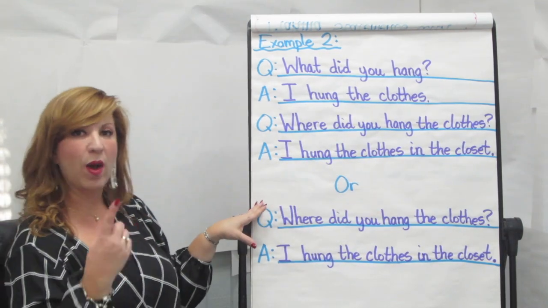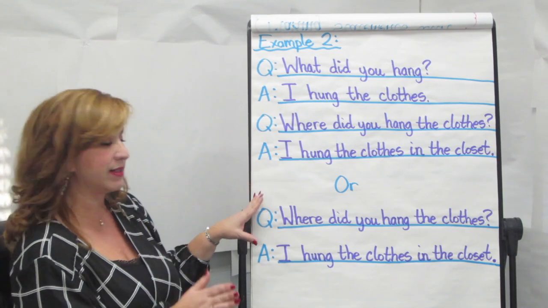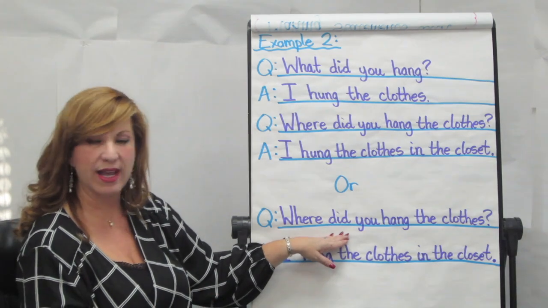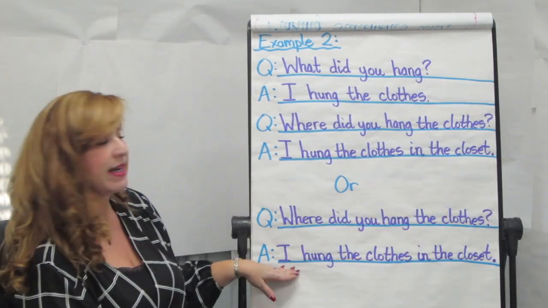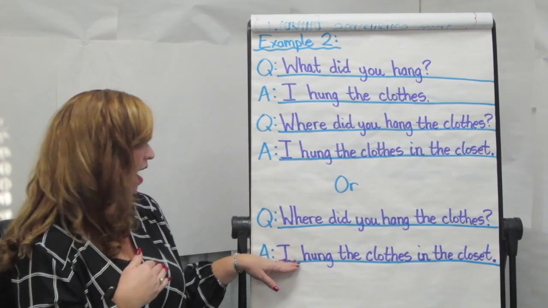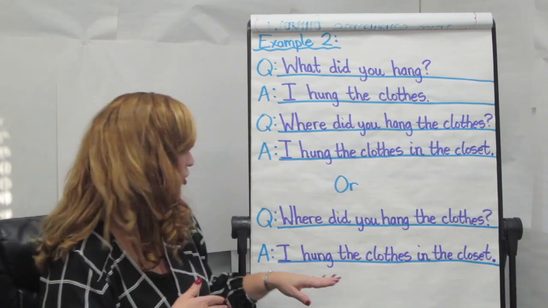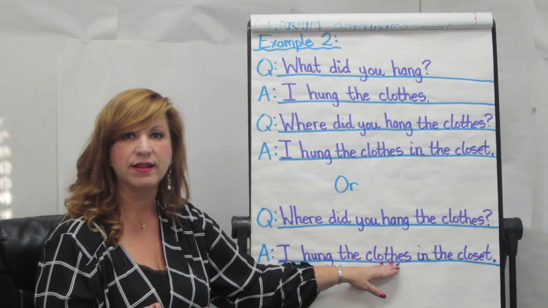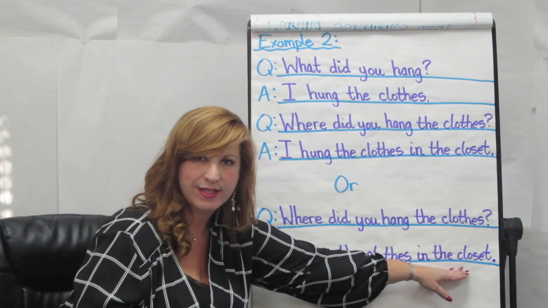If we look at the one question that has the what and the where, we could see the same example. Where did, again, did is past tense, where did you hang the clothes? Now I'm responding in the past tense. It means I already did it. I hung the clothes in the closet. So I'm answering in the past tense. I'm answering what I hung, and I'm answering where I hung it.